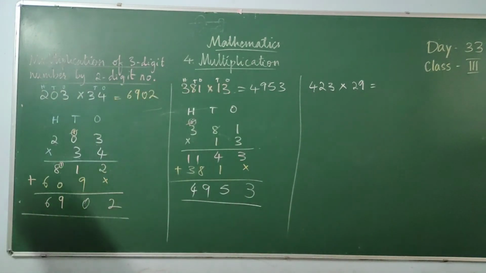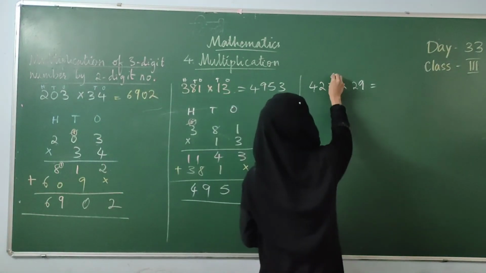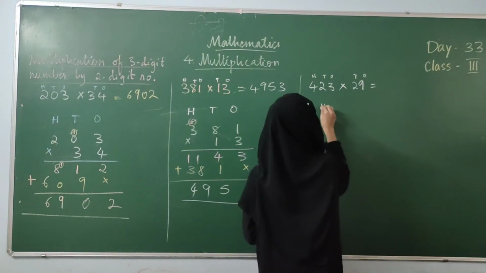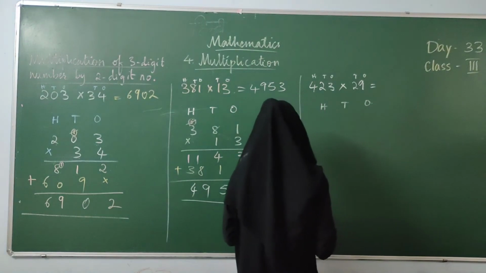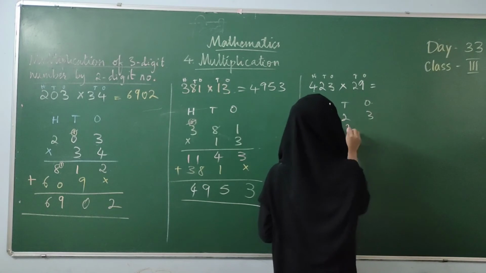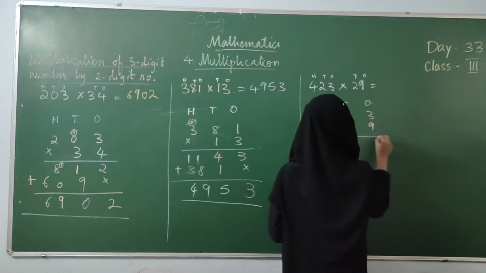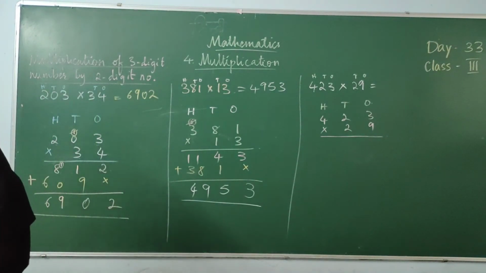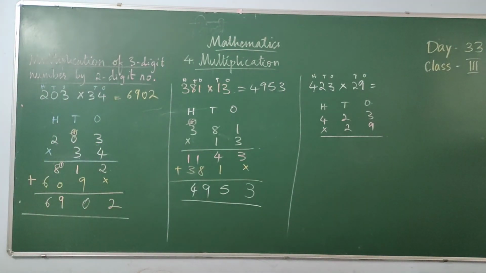A bigger number we got here, 9. Very nice. Come on, let's substitute the values. Ones, tens, hundreds, ones, tens. Then substituting them, I think this problem will be a little bit bigger. 423 multiplied by 29. Okay, now first we'll do multiplication of all the three numbers with 9, then multiplication of all the three numbers with 2. So going with 9.